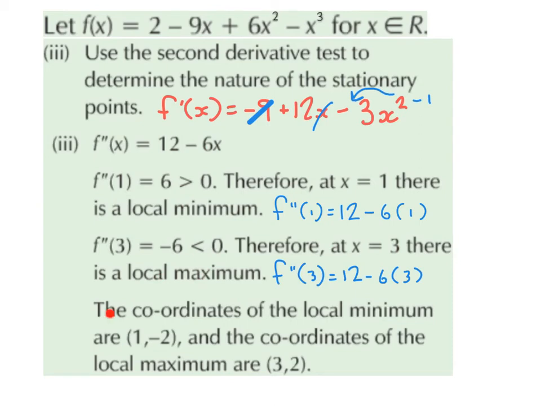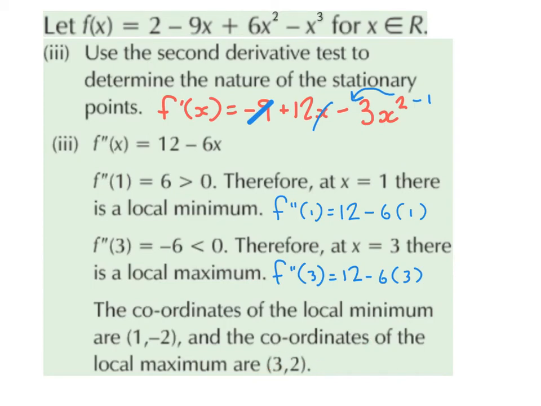So to summarize, the coordinates of the local minimum are going to be 1, minus 2, because we subbed in an x value of 1 to our second derivative, and we got our answer to be 6, which is greater than 0, so we have a local minimum at the point 1, minus 2. And the coordinates of the local maximum are going to be 3, 2. Because we subbed in 3 to our second derivative, we got minus 6, which is less than 0, giving us a local maximum. So the coordinates of our local maximum are 3, 2.